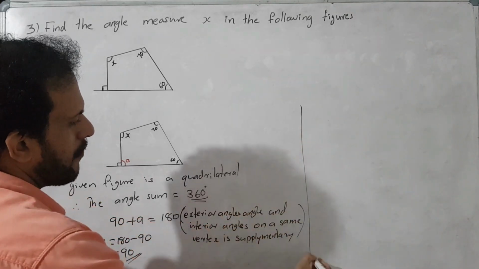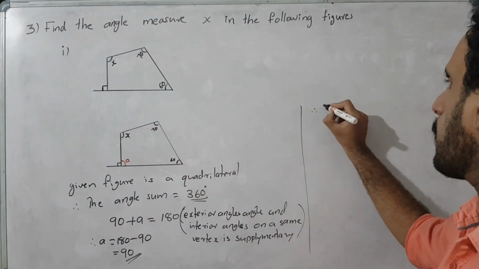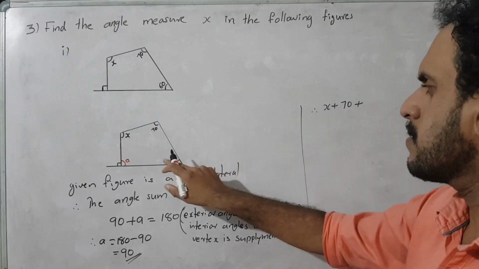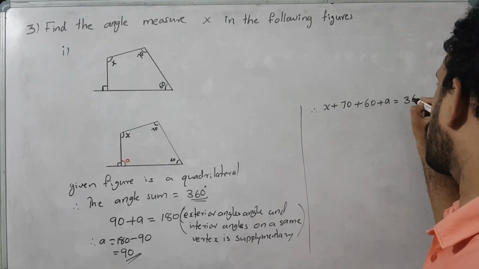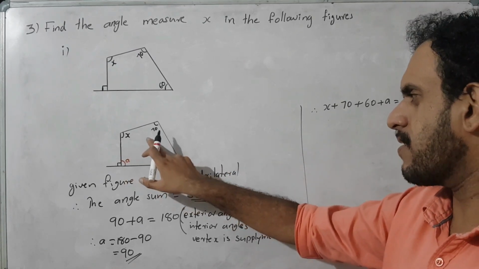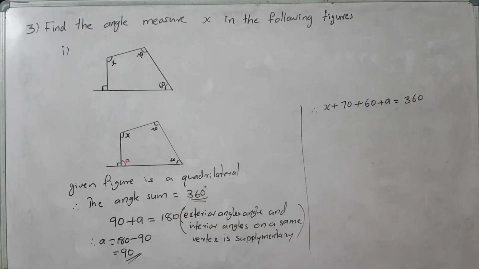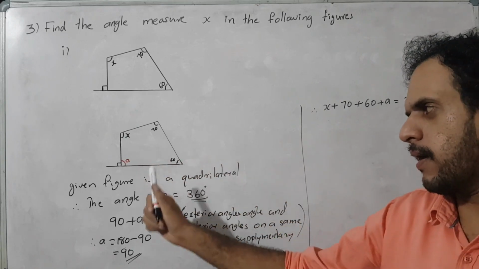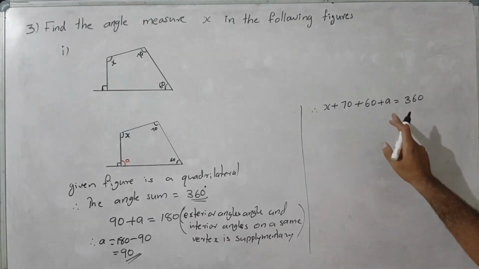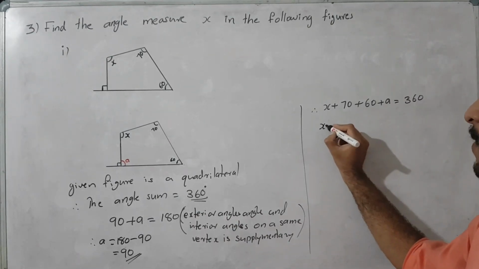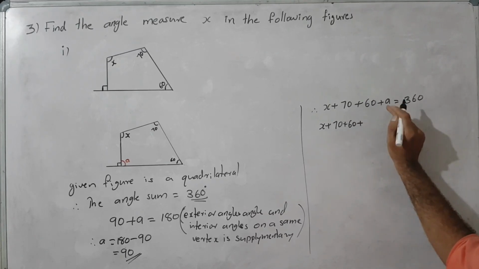Next we apply the angle sum property. X plus 70 plus 60 plus A is equal to 360. Why? Because it is the angle sum property of a quadrilateral. The sum of all the angles, what do we get? 360. Then we substitute the value of A.